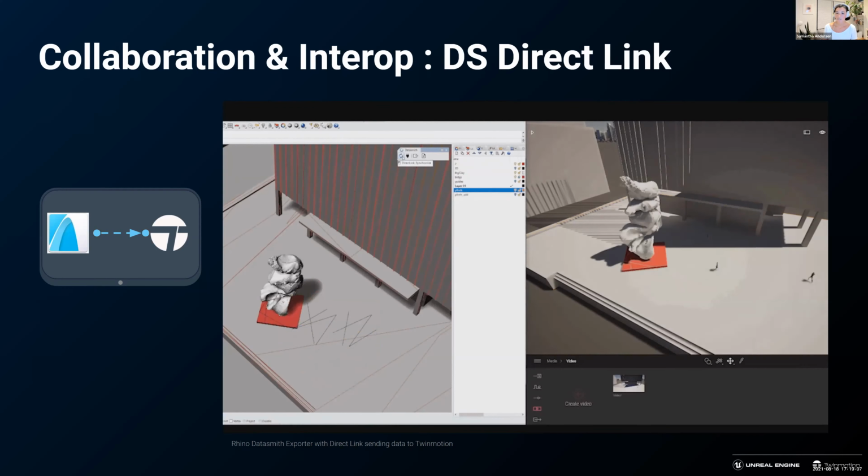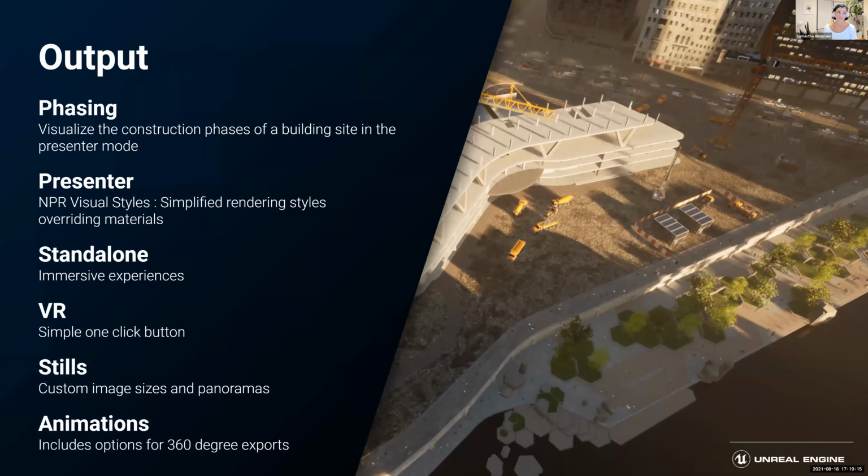So this is a little bit of a demo. We have this already for Rhino and Revit. This is the Rhino interface here, but you'll see that when you make changes to the model, it's also going to be made in Twinmotion.